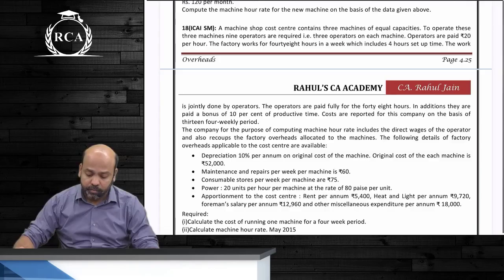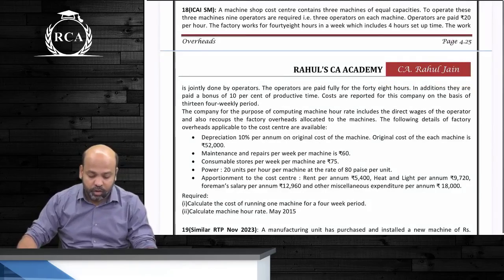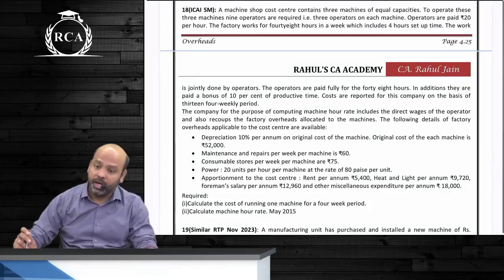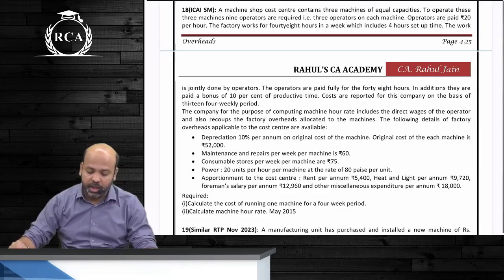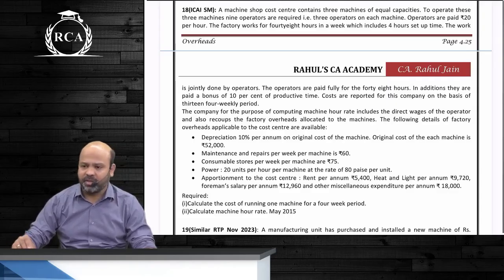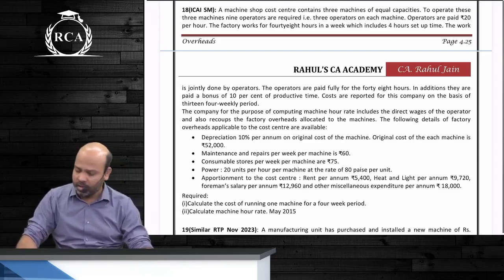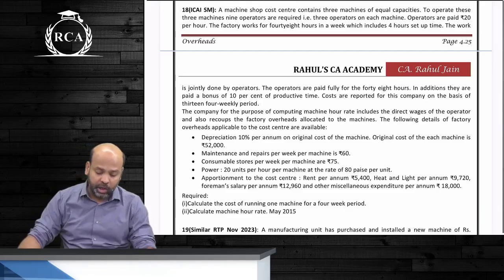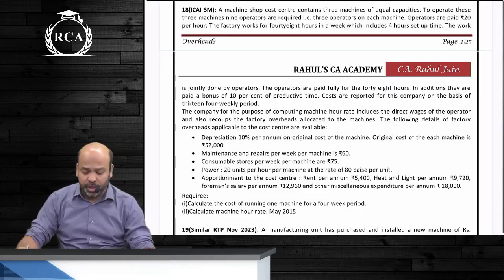Next, costs are reported for this company on the basis of 13 four-weekly periods. Are we clear? The company, for the purpose of computing machine hour rate, includes the direct wages of the operator. Obviously, even if this sentence is not given, don't you include operator wages in a comprehensive machine hour rate? And also recoups factory overheads allocated to the machines. So it will include all the share of other common expenses. Everything will be included.